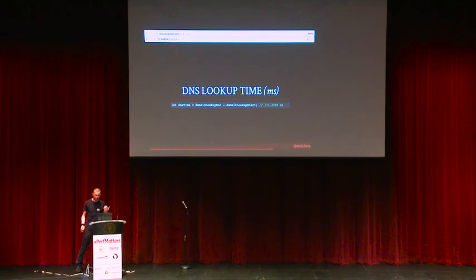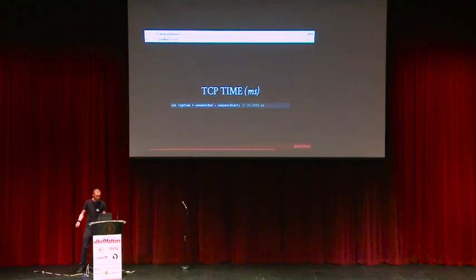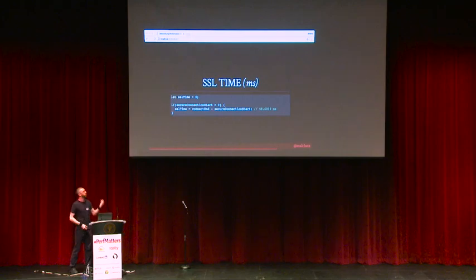And DNS lookup time, pretty simple. Domain lookup start subtracted from domain lookup end. That's it. And same with TCP time. connectStart subtracted from connectEnd to find out how long that connection is taking. Although this particular recipe is inclusive of SSL time. So if you wanted to break out SSL time, you could do this, although I could represent this with a ternary, but I decided not to because I would have had to scroll and I didn't want to do that.